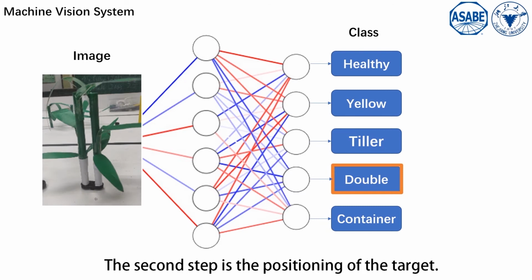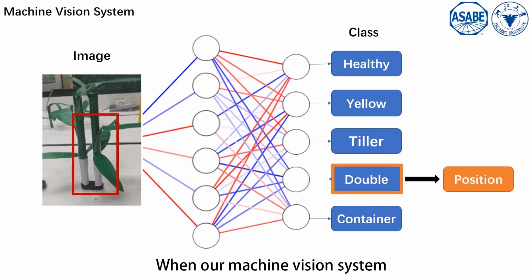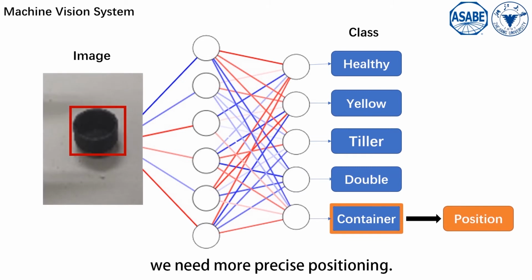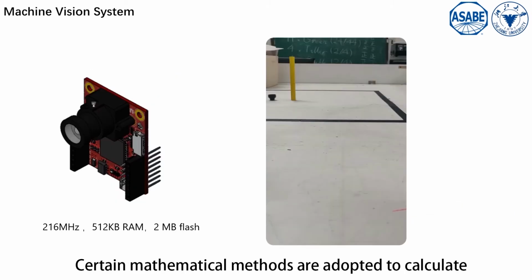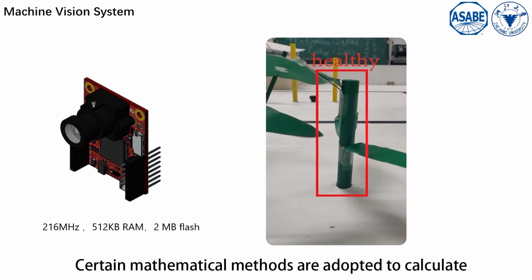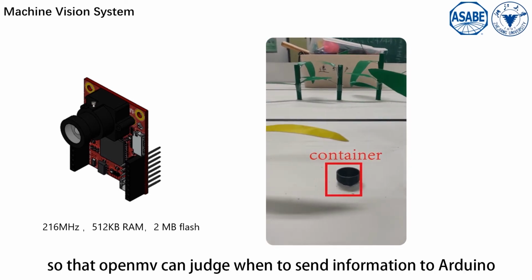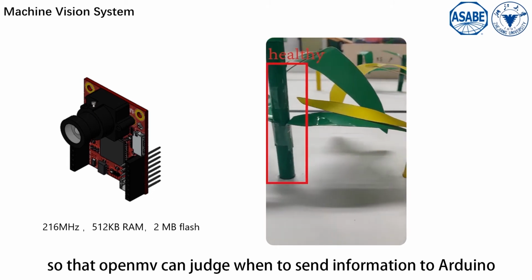The second step is the positioning of the target. When our machine vision system recognizes double germinations and non-germinations, we need more precise positioning. Central mathematic methods are adopted to calculate the coordinates of the central pixel of the recognized object so that the OpenMV can judge when to send information to Arduino, which controls relevant operations.